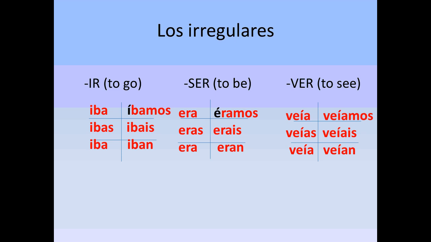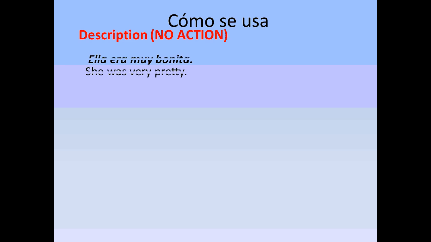Now we're going to talk about how do you use this? What's the difference? ¿Cómo se usa? So at the bottom, description. You're going to write this down in the box that says description. There is no action. So when you are describing something in the past tense and there is no action, you use the imperfect tense. Ella era muy bonita.